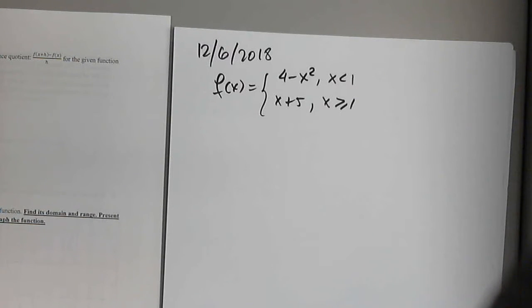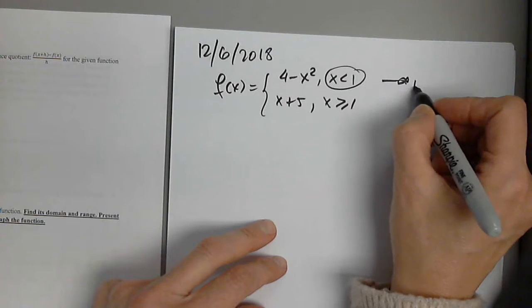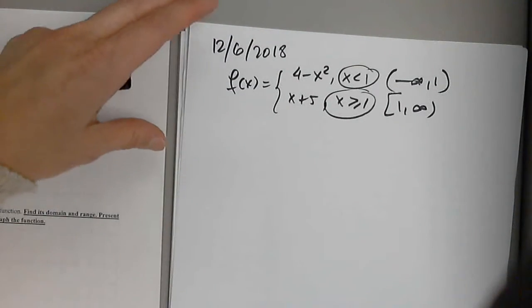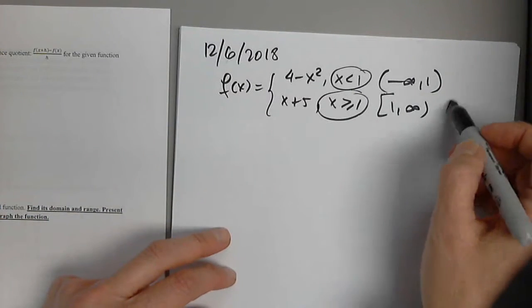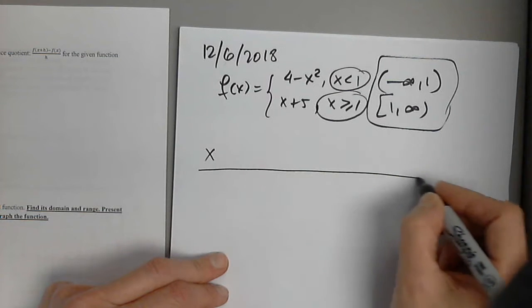First of all, we have to look at the domain. This inequality means negative infinity to 1. This inequality means 1 to infinity. Because of that, I realize that the domain is all real numbers. So I can get the table started.